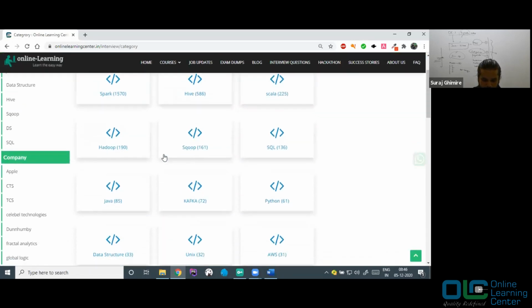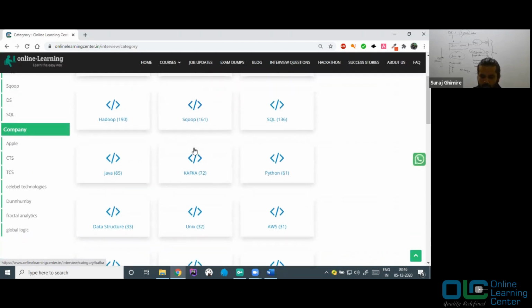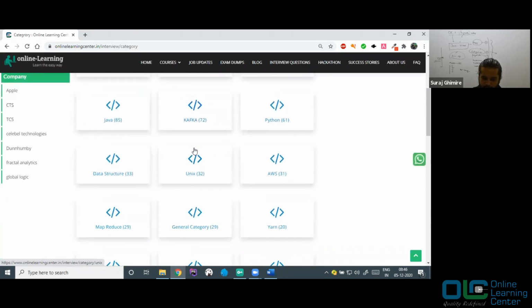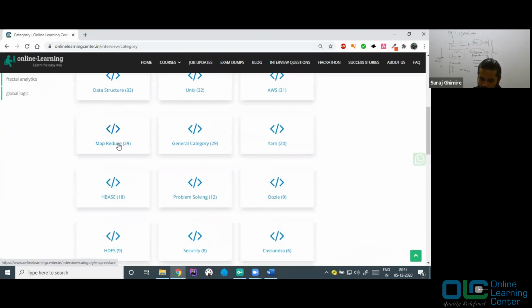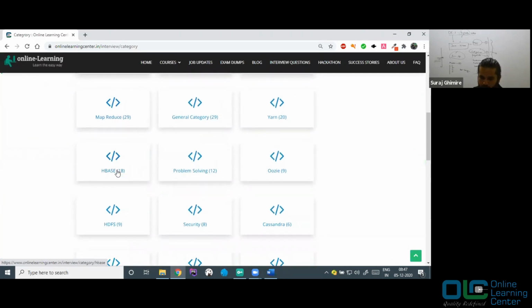So if you see, Hadoop 190 plus, Sqoop 160 plus. Of course, there would be repetition because the same question may be asked in 2-3 different interviews. Data structures, Java. If you say Java is not even asked, look into it here. MapReduce, HBase, Oozie, and so on.